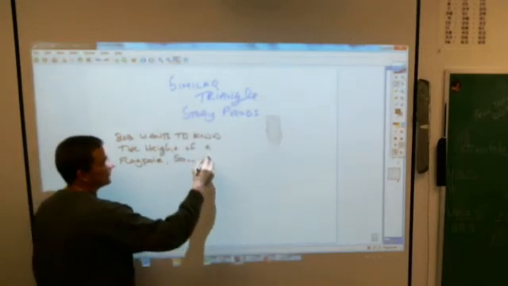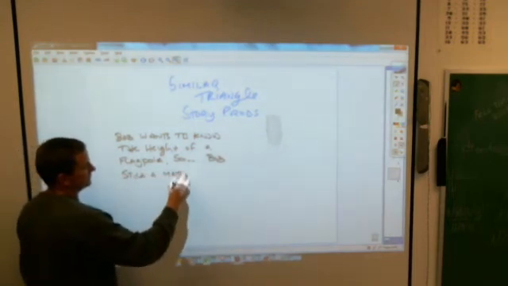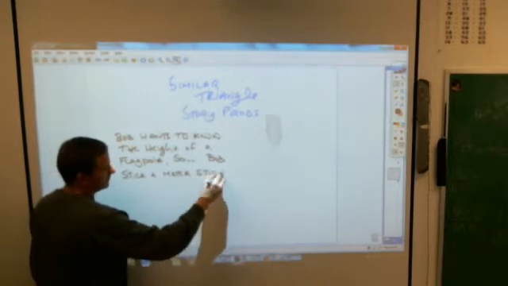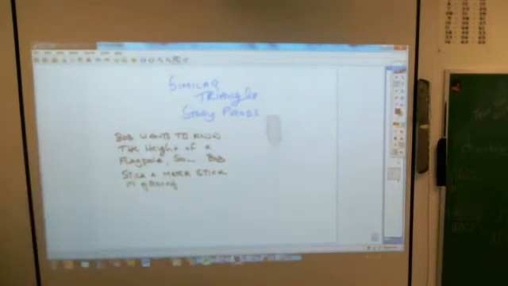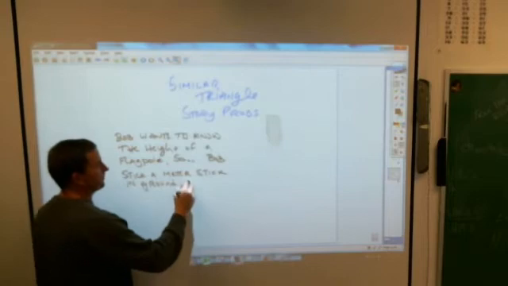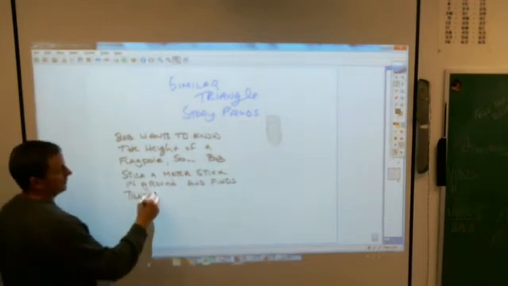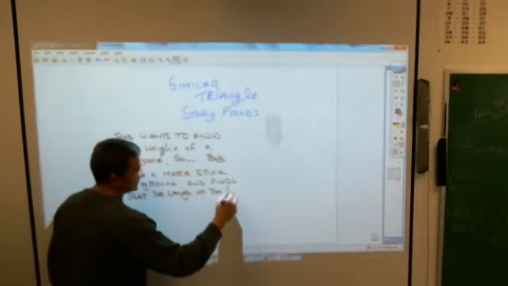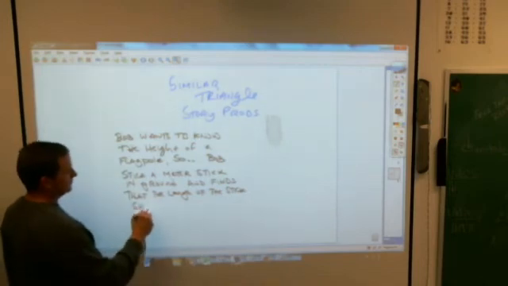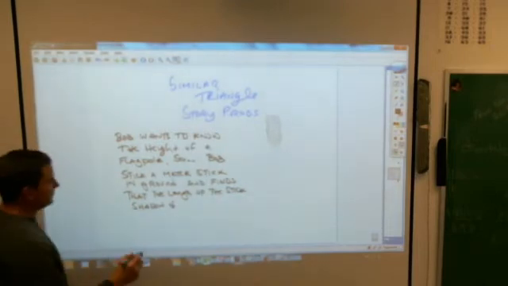So, Bob sticks a meter stick in the ground. Oh, why doesn't I put it in the ground? And finds the length of its shadow. And finds that the length of the stick's shadow is 120 centimeters.